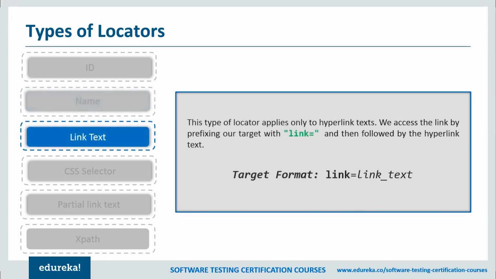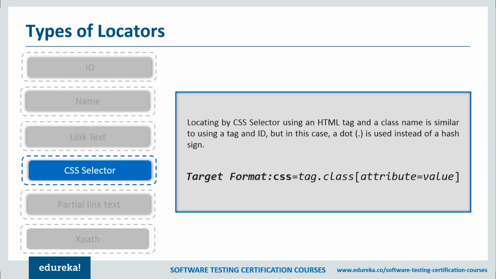Next, we have link text that is useful only for links. That starts with the anchor tag and href, and if some text is present in the link, then you can use this link text locator. And next you have CSS selector. It's very easy. CSS is mainly used to provide style rules for web pages, and we can use it for identifying one or more elements in the web page. If you start using CSS selectors to identify elements, you will love the speed. So I'll show you one small example of how to use CSS selectors.